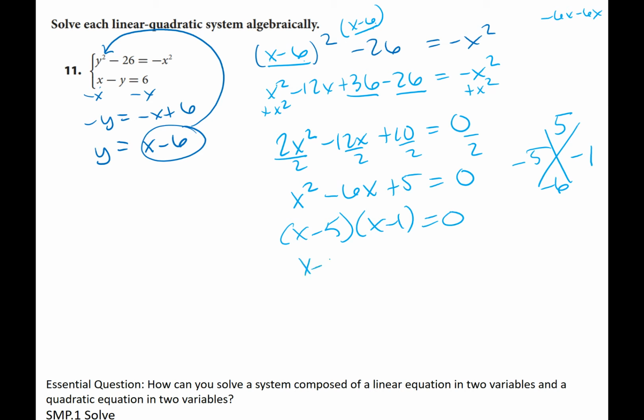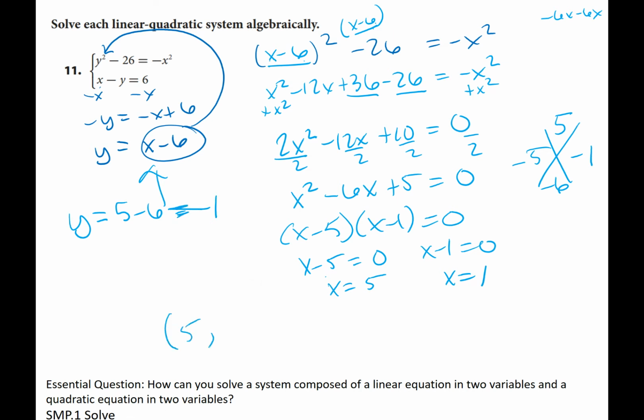And use the zero product property to split them up. Set them both equal to 0. Add the 5, so we get 5. Add the 1, you get 1. Now that's not our final answer. This was a system, so we need to plug back in. I'd probably plug back into where this y equals. So I'm going to plug in the 5 first, which is going to get me negative 1. So one of my points is 5, negative 1. And then I'm going to plug in the 1, which is going to get me negative 5. So my other point is 1, negative 5.